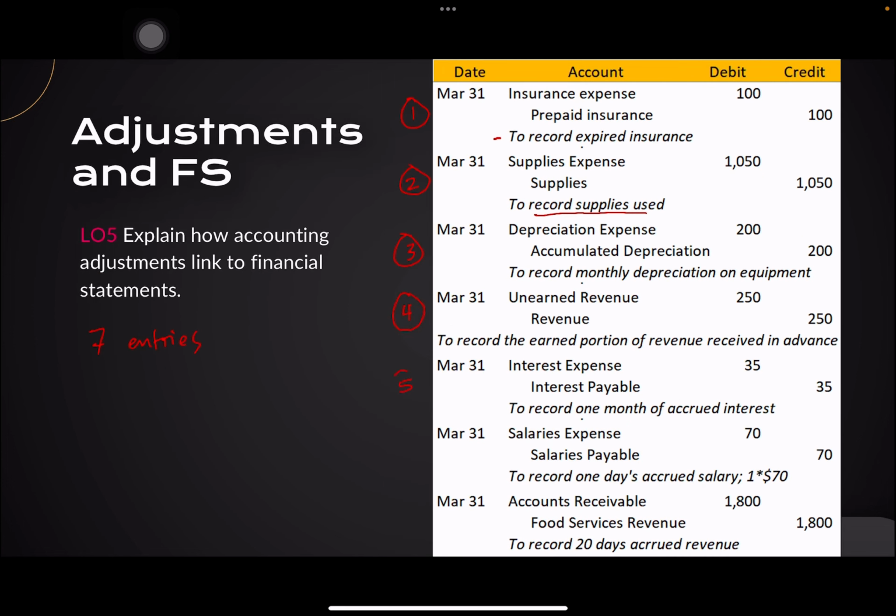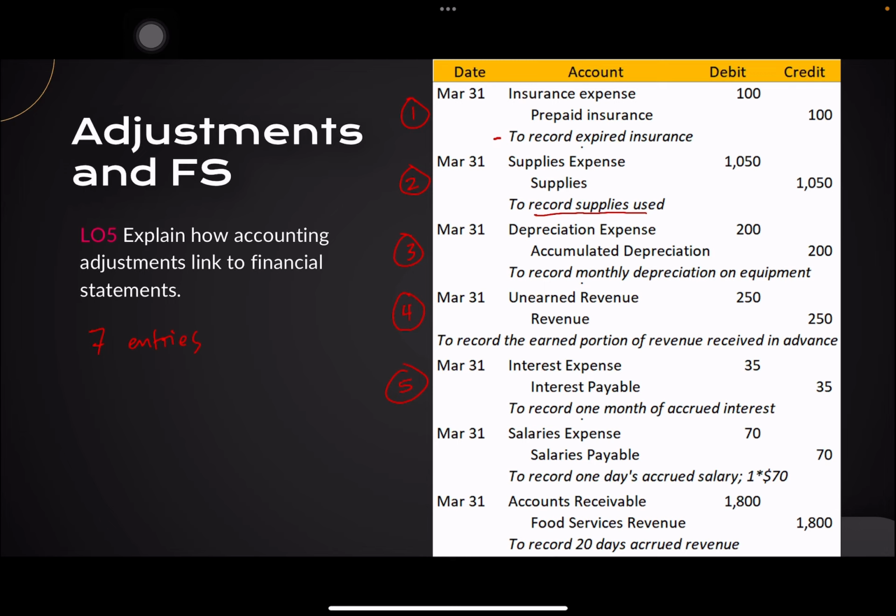Our fifth adjusting entry was to record the accrued interest expense. Again, to calculate the accrued interest expense, you would need to follow the equation of principal times rate times time. The interest expense that we have calculated for 1 month amounted to $35. And this $35 would be an interest expense.